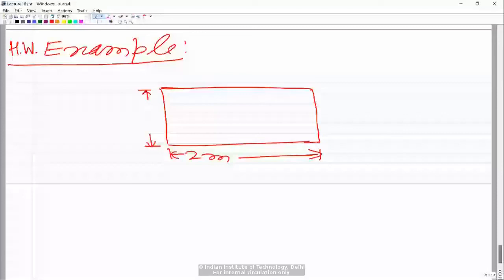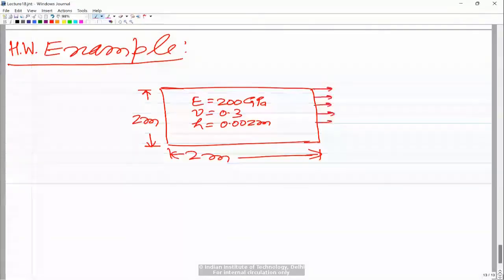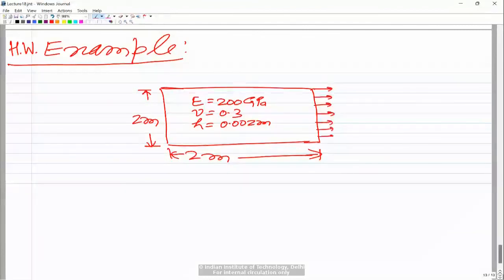So maybe in some class, I will show you at least how those analyses are done, so that you will have some idea. So this is 2 meters, and let's say the material is steel, so the Young's modulus is 200 gigapascals. Poisson's ratio is, let us say, 0.3, and the thickness is, let us say, 2 mm, so 0.002 meters. So it is a plane stress problem, and there are no body forces, so FBX and FBY are 0. And let us say on this edge there is a force per unit length, so that means thickness is already multiplied. So if the thickness is already multiplied, then in the internal force you don't have to take that h.